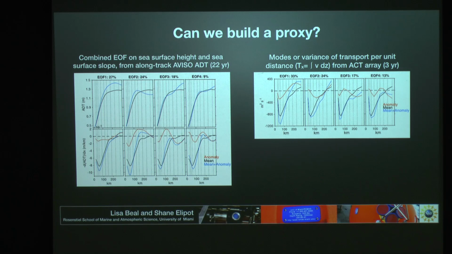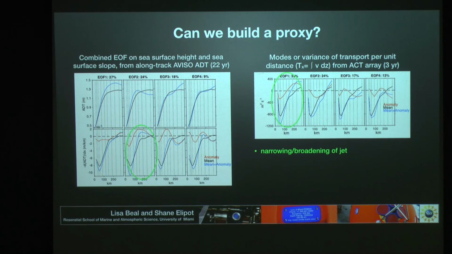So what I hope you can see is that we have similar variance. For example, EOF1 from the combined sea surface slope and sea surface height looks like a strengthening. So here we have, in the red is the anomaly, the black is the mean sea surface slope. This is the negative sea surface slope, so it's easy to compare with the transport, which is southward. And the blue is the anomaly plus the mean. So it gives you an idea of what it's doing to the jet. So in this case, you've got a strengthening of the jet, okay, which looks the same as this EOF2 from the in situ data, a strengthening of the jet.